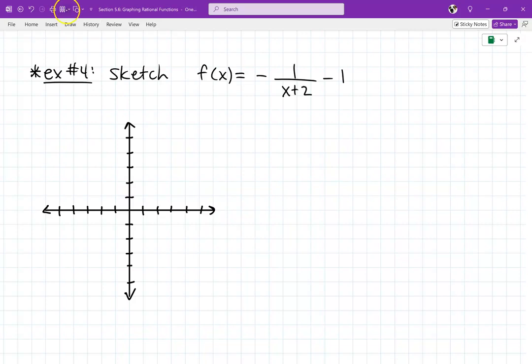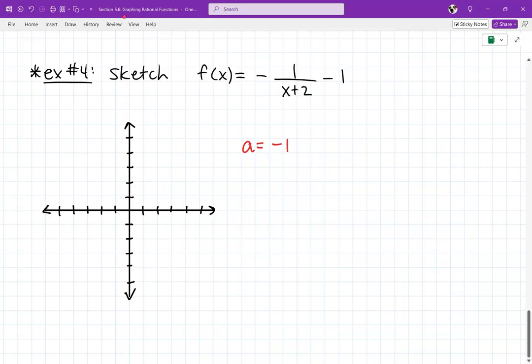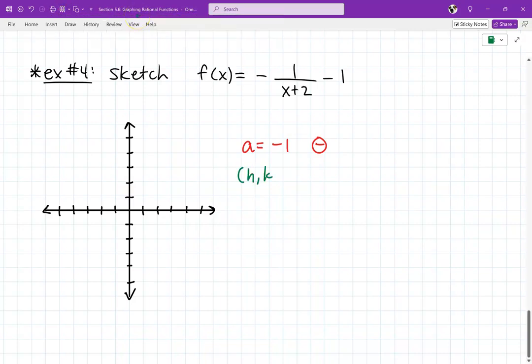All right. My A term is a negative 1. Okay, so it's negative. That means this one is increasing. Okay, let's make sure I get that one right this time. So it's a minus, so it's increasing. It's rising up. Now my HK is negative 2, negative 1. So I'm going to go negative 2, negative 1. That's right here. Okay, draw a vertical and horizontal line that's supposed to be invisible.